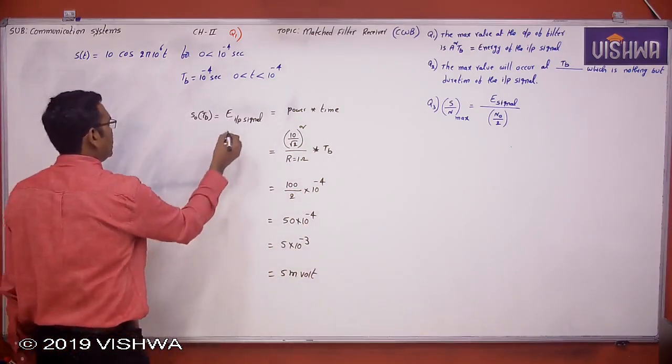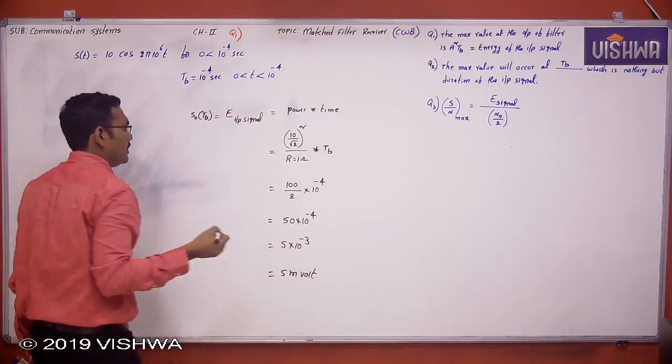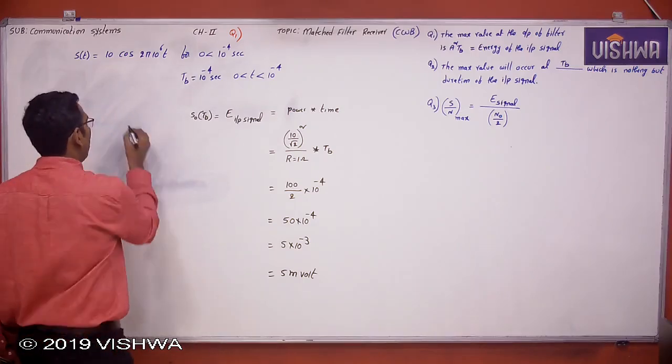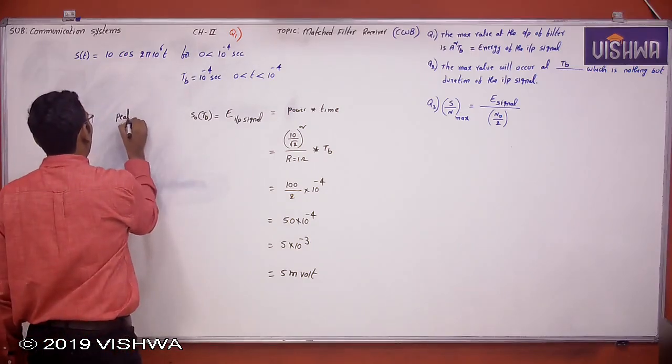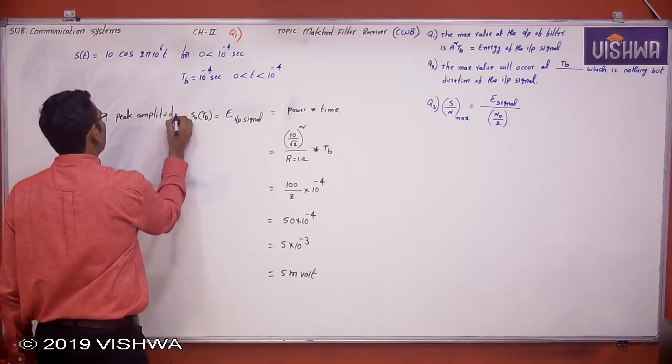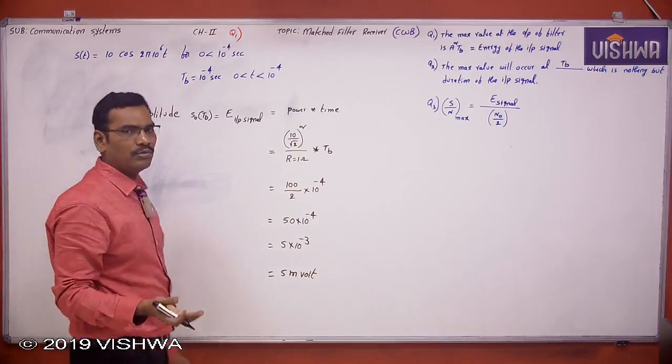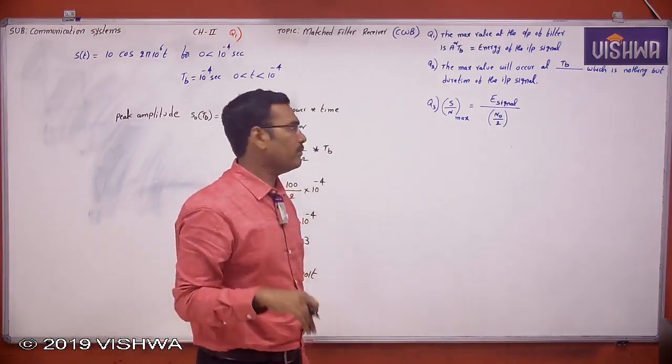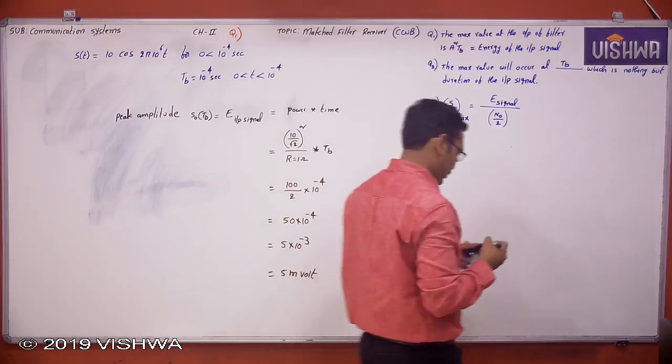Now, this is the maximum value, but in the question he has not asked for the maximum value. He is asking for the peak amplitude. What is the peak amplitude at the output of the filter? The peak amplitude or the maximum value will be the same. Okay. This is question number 1. Note down.